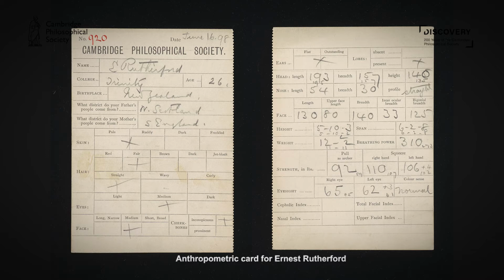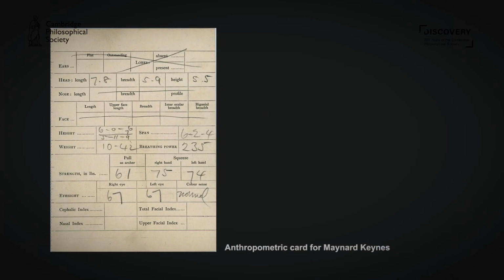It tells you the dimensions of his head and his face. It tells you how long his nose was. It also tells you some things about his strength, his pull as an archer and so on, and his eyesight. Just as one more example, here's the corresponding card for John Maynard Keynes, the economist. And we can learn from this that he was a little taller than Rutherford, but nowhere near as strong. All the strength measurements are significantly lower than for Rutherford.